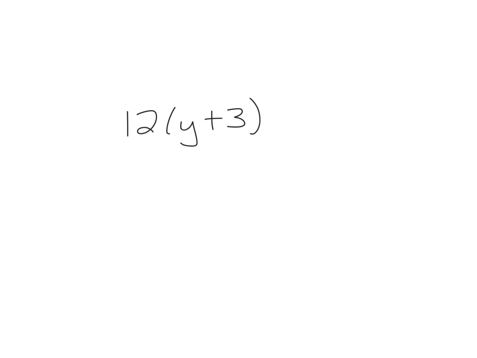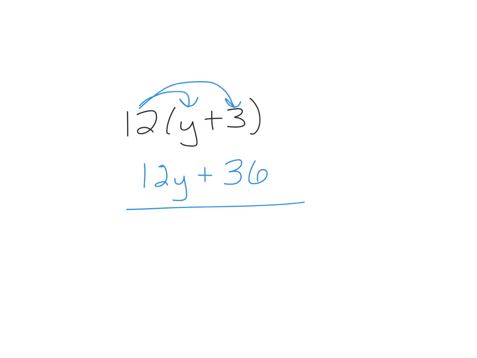So what would our next step be? Distribute. We have 12 times y is 12y. 12 times 3 is 36. And that's it, because you can't add them. Is that it? Yes. Why? Because there are no like terms. So that is your final answer.